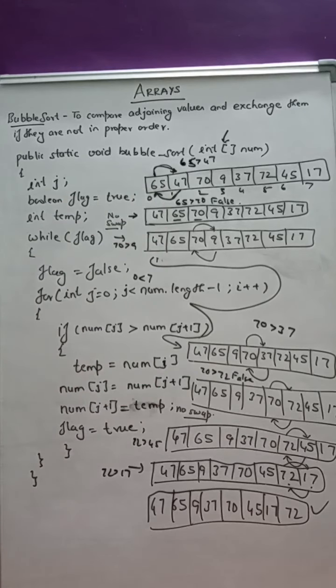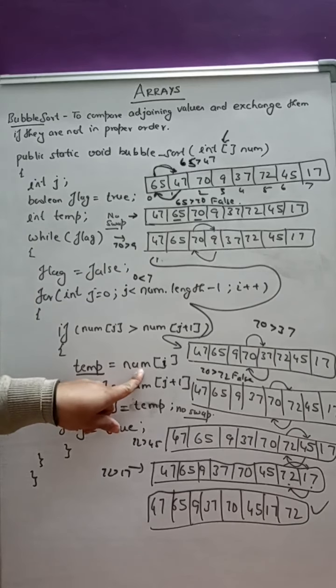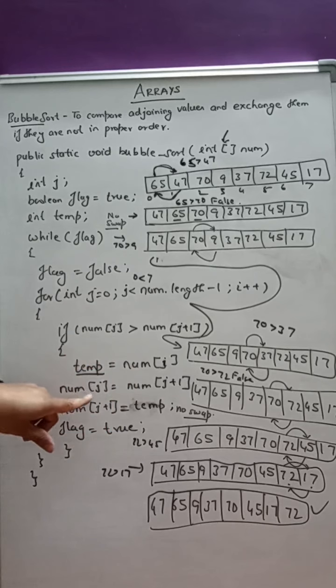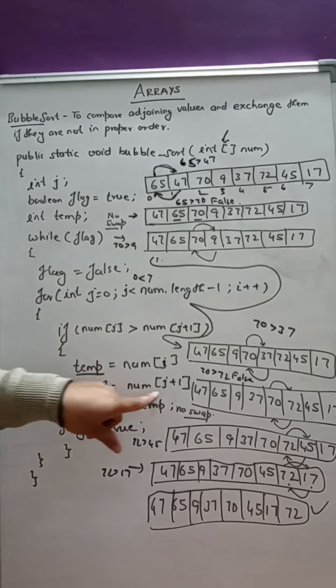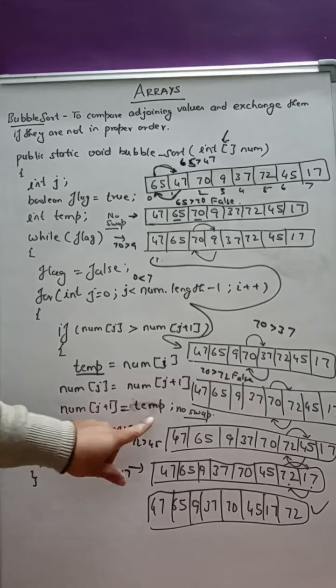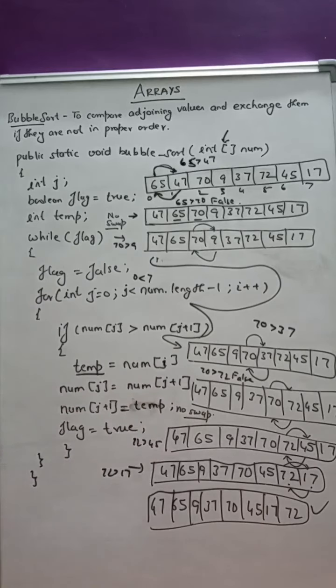In the swapping process, you take a variable by the name temp, and in that you first put the value at the 0th index. Then at num of j, you put the value of j plus 1. And finally in j plus 1, you put the value of temp. So this is the whole process through which you implement bubble sort.